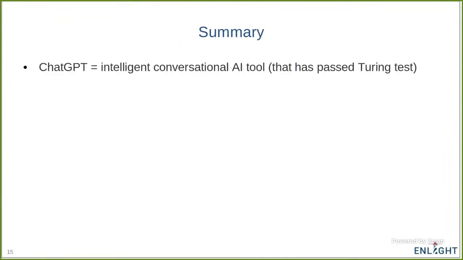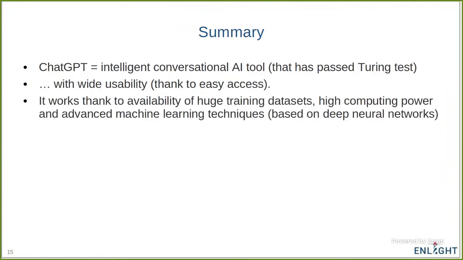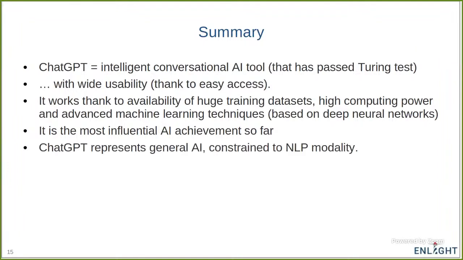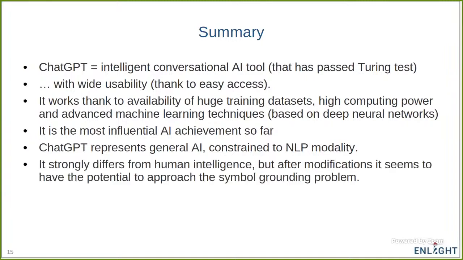So to summarize, we can say that ChatGPT is an intelligent conversational AI tool that has passed Turing tests, because many people have the impression that there is intelligence behind it. It offers very wide usability thanks to easy access through the terminal. It works thanks to the availability of huge training data sets, high computing power, and advanced machine learning techniques that are based on deep neural networks. It is the most influential AI achievement so far. ChatGPT represents general AI that's constrained to the NLP modality, I would say.